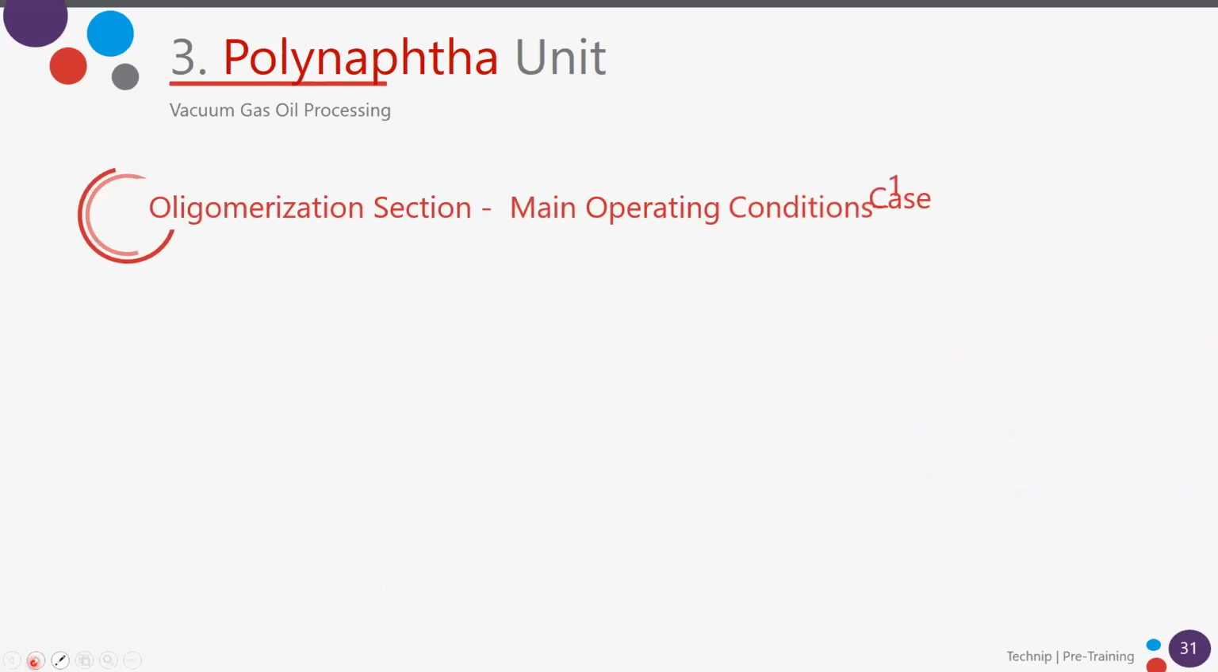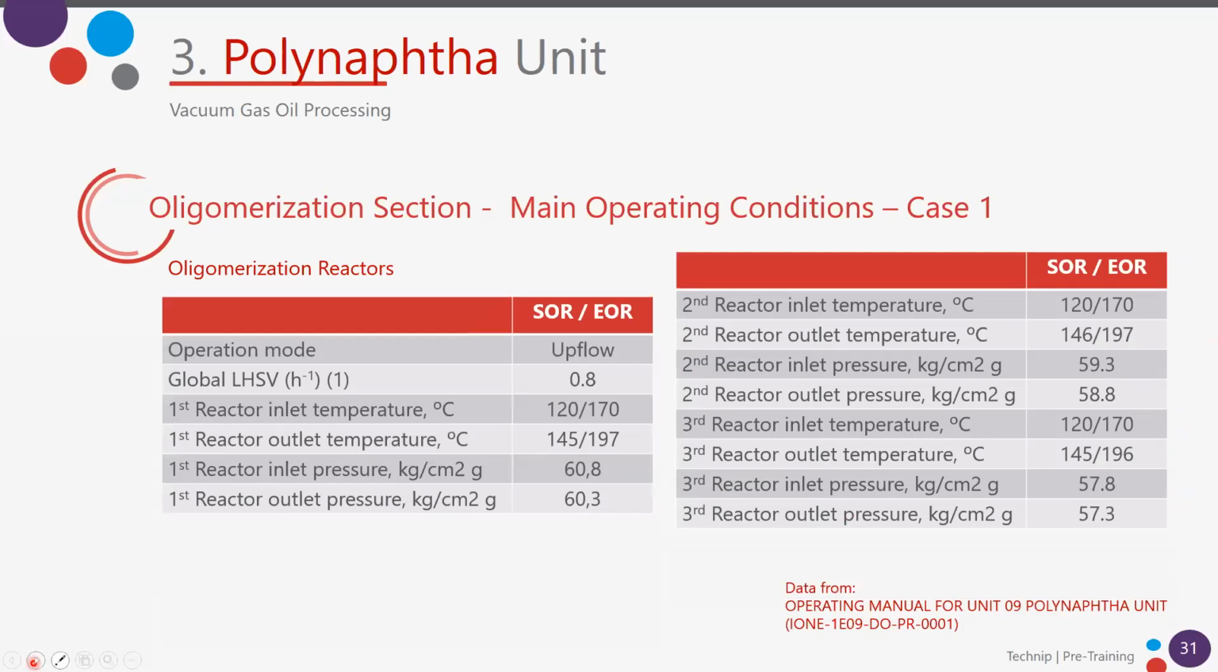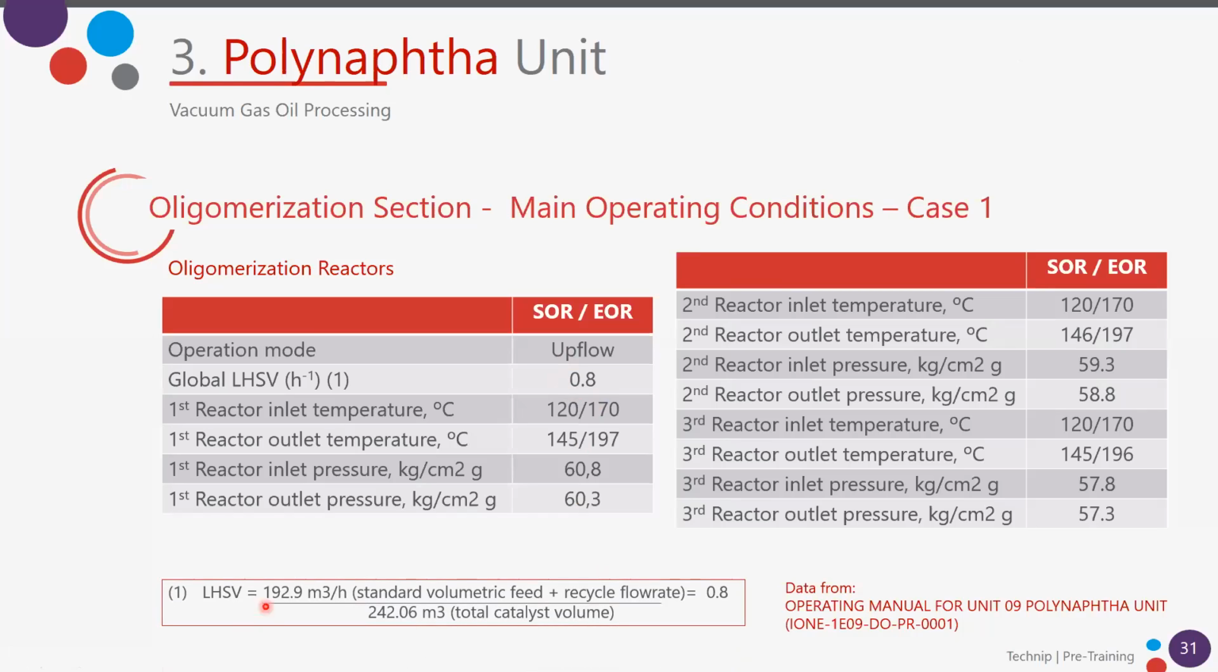So if we see the operating conditions, always related to case one, we have here the main operating conditions. You can have here the liquid hourly space velocity that we have seen how to calculate, that is 0.8. Let me see, because I have repeated it here again. Okay, I have here 0.8.